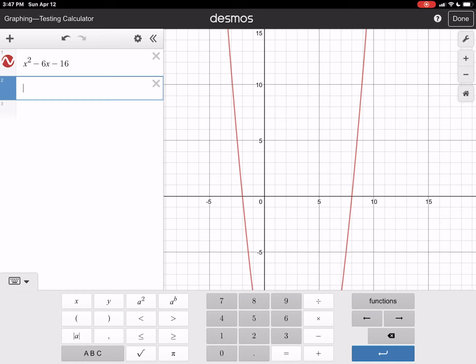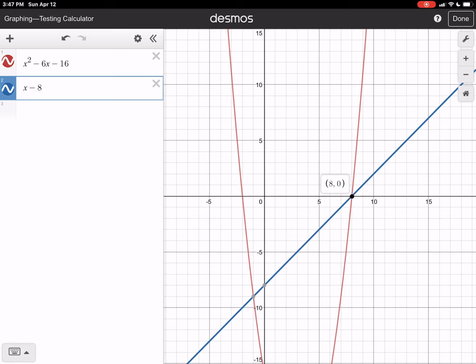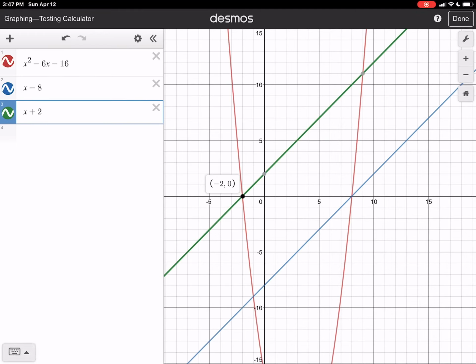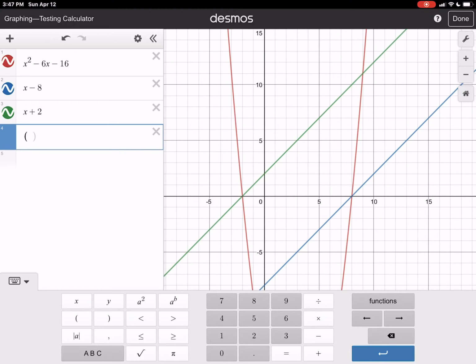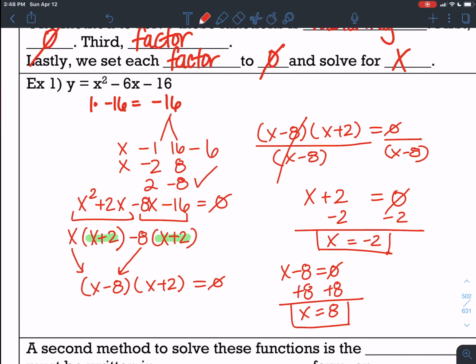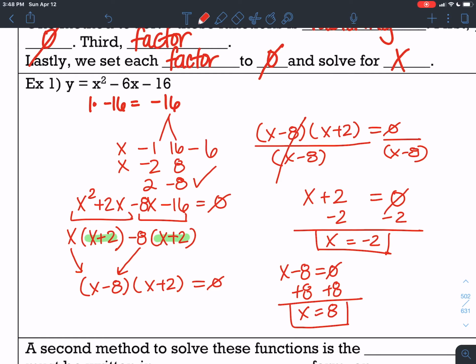But let me verify even more. X minus 8 goes exactly through my x-intercept. X plus 2 exactly through my other x-intercept. And even if I multiplied them out together, I get exactly the same graph. So if you notice, the purple one sits on top of the red graph. So those answers are correct.